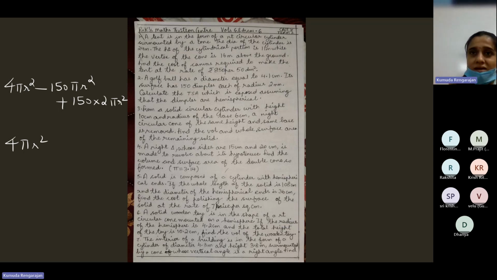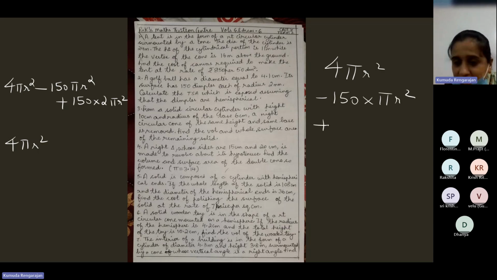So 4 pi r square minus 150 pi r square plus add CSA of the hemispheres, plus 150 into 2 pi r square. 2 pi r square is the CSA of the hemisphere. Pi r square is the area of the circular mouth. Is that fine, children? So 4 pi r square minus the area of 150 circles, 150 into pi r square, plus 150 into CSA of the hemisphere, 2 pi r square.